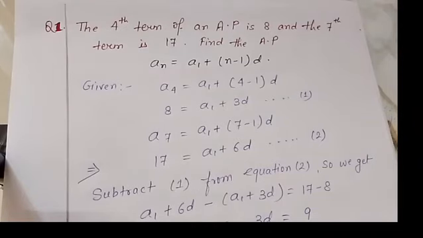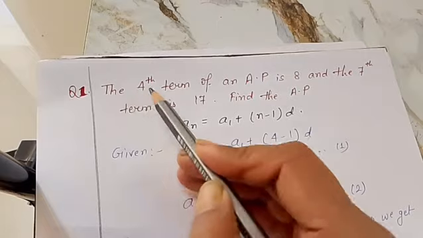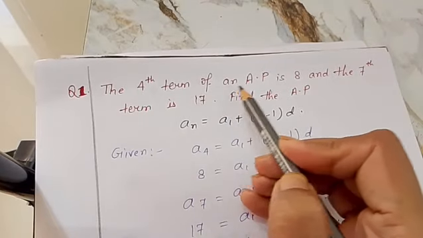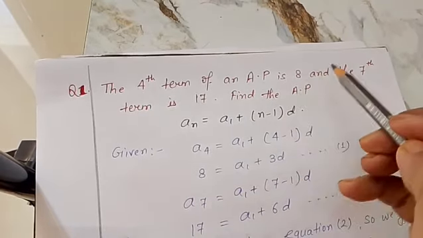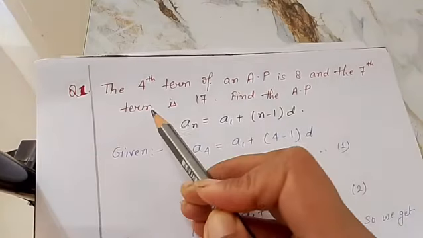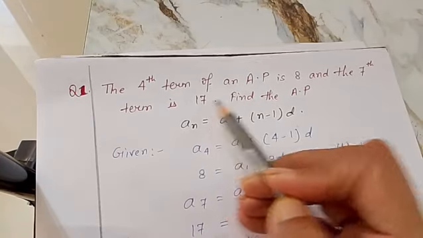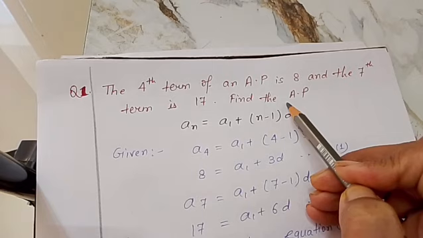Let's start. Question number 1. The fourth term of an AP is 8 and the seventh term is 17. Find the AP.